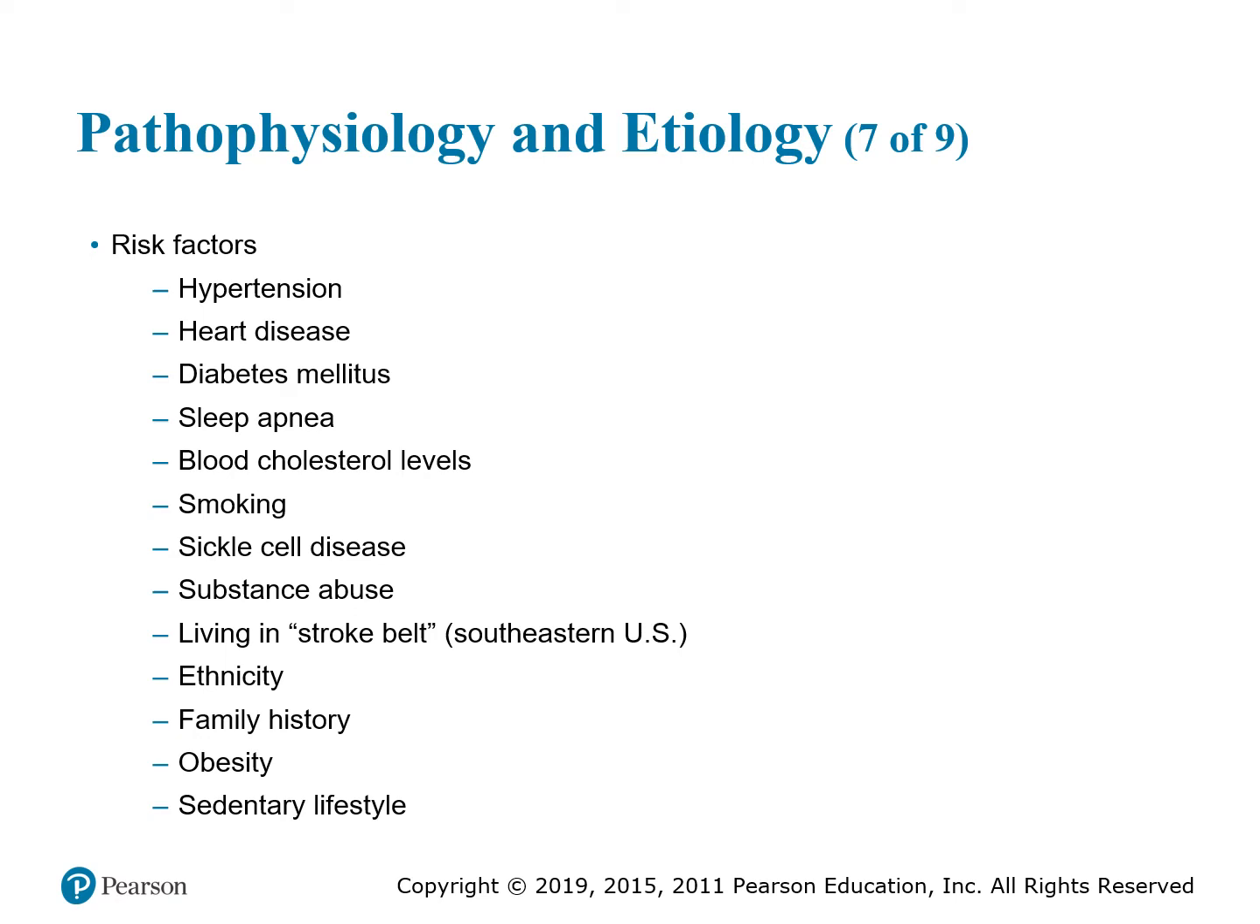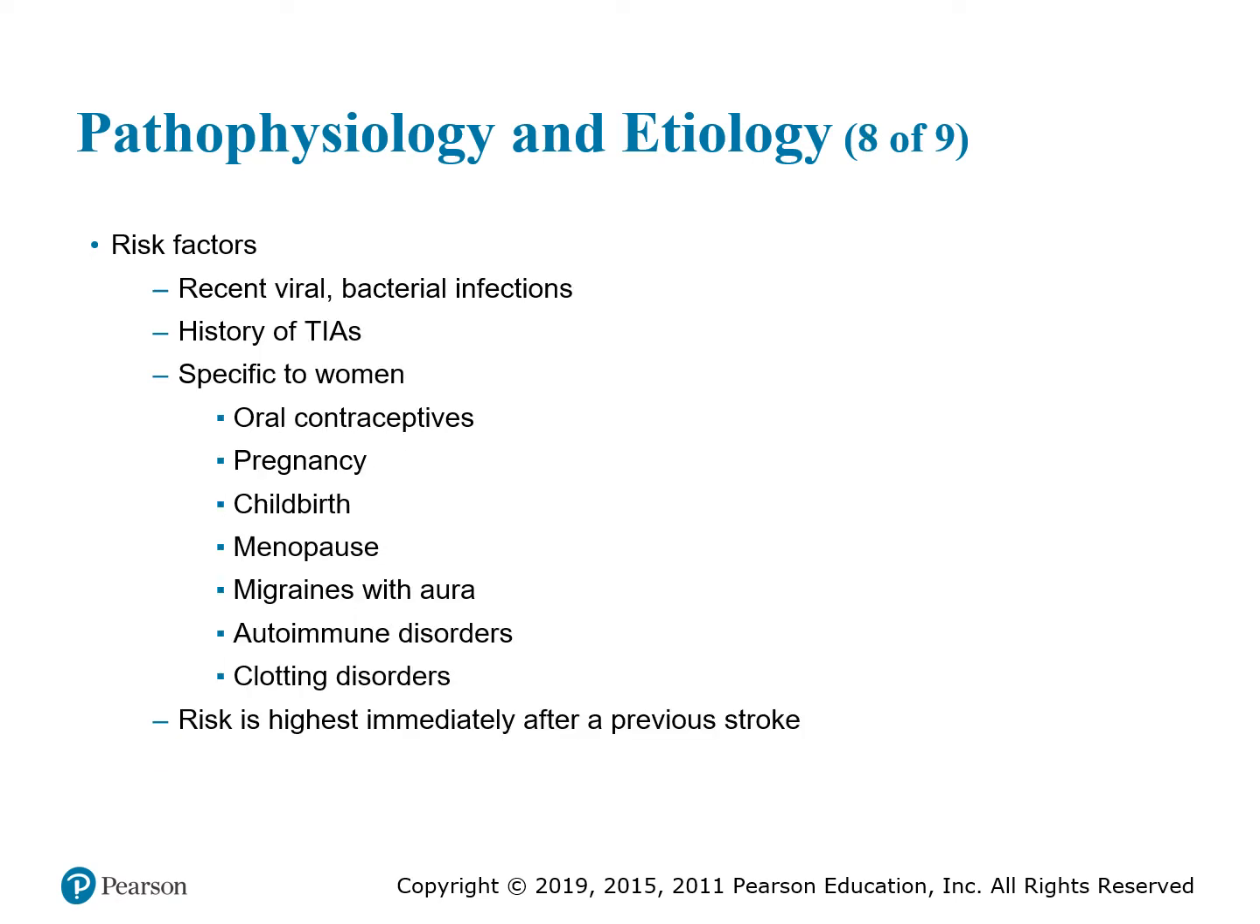Other risk factors for women: hormonal contraceptives, because they do have a tendency to cause blood clots. Some of the other things: pregnancy, childbirth, menopause, and migraines with an aura, and autoimmune disease like diabetes and lupus, and clotting disorders. Risk is highest immediately after a previous stroke. So if you've already had a stroke, which means there's issues there that caused a stroke, you're susceptible for having a stroke again. Just because you have one stroke doesn't mean you won't have another one.